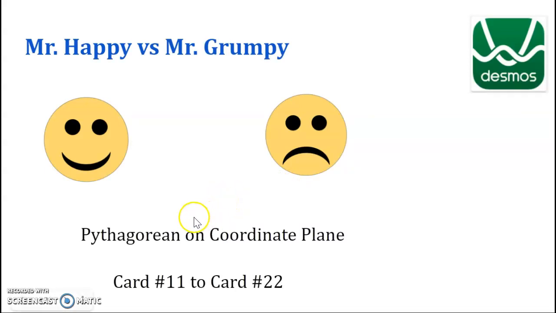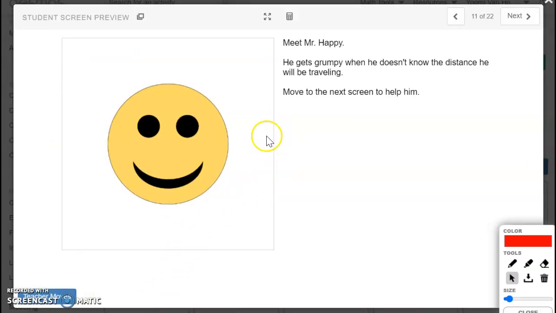All right, so then you are going to be working on cards number 11 to 22 of Desmos, and you're looking at the Pythagorean theorem in the coordinate plane. You're going to extend that onto the coordinate plane, and meet Mr. Grumpy. He gets grumpy when he doesn't know the distance he'll be traveling. Move to the next screen to help him.